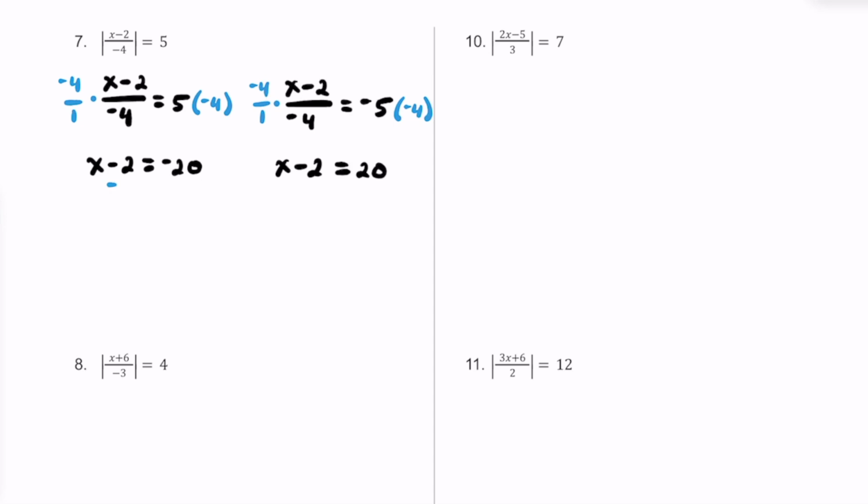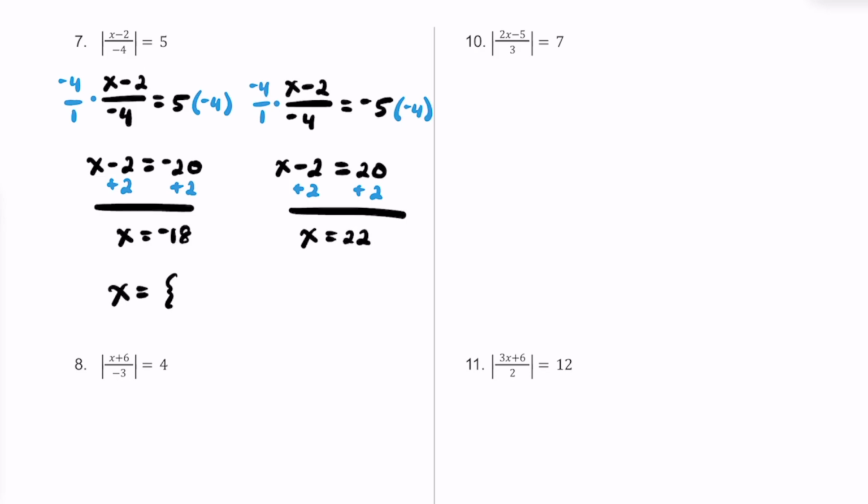Now we have one-step equations, and we can go ahead and add 2 to both sides of these equations to solve for x. And getting x alone, we're going to see that on the equation to the left, we get x is equal to -18. And to the right here, we get x is equal to +22. So our two solutions here are going to be -18 and +22.